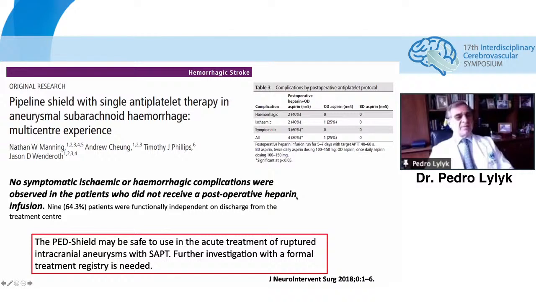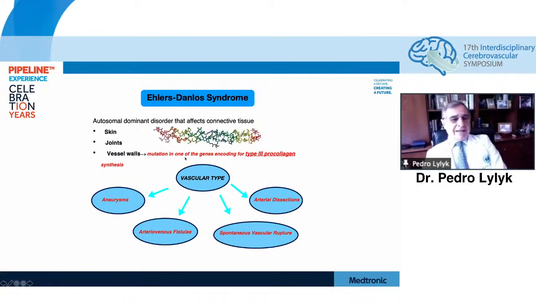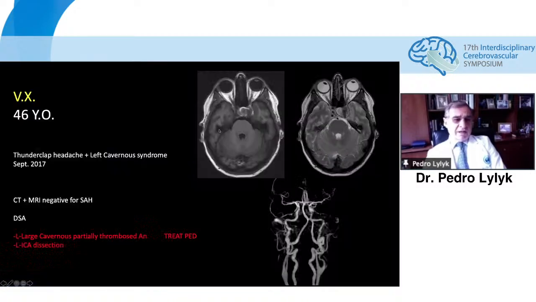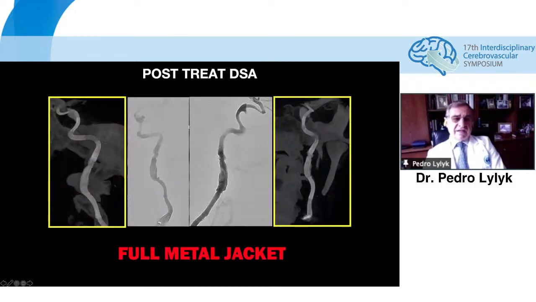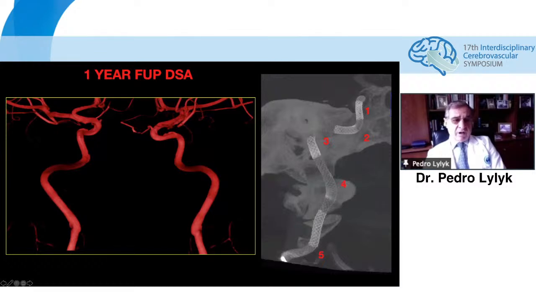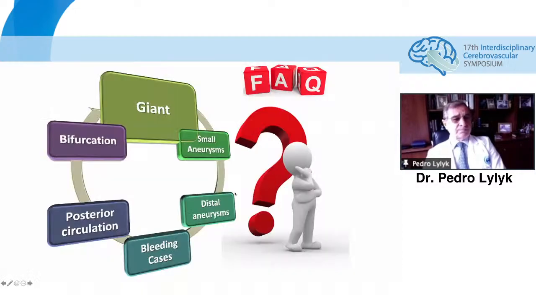Some preliminary experiences were done by the Australians, by Manning and Wenderoth's group from Australia, trying to use it in the hemorrhagic group. I will show you a couple of cases with that technology. This is one case where we had to reconstruct everything from the subclavian down. I think we used seven devices here, in telescoping technique. We were able to reconstruct everything. This is the 1-year follow-up showing a very nice reconstruction.